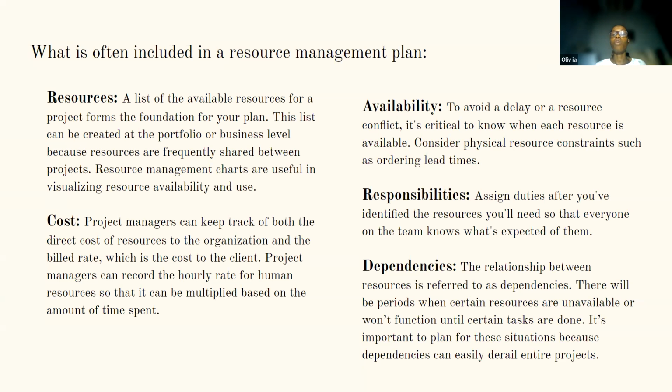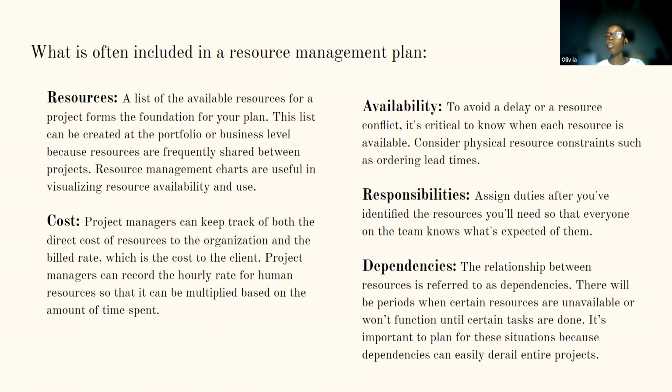So what is often included in a resource management plan? We have the resources, the cost, the availability, responsibilities, and dependencies. These five things are the key things that make up a resource management plan. First, knowing your available resources for a project forms the foundation for your plan. And you also need to keep track of both the direct cost of resources to the organization and the bill rate, which is the cost to the client.